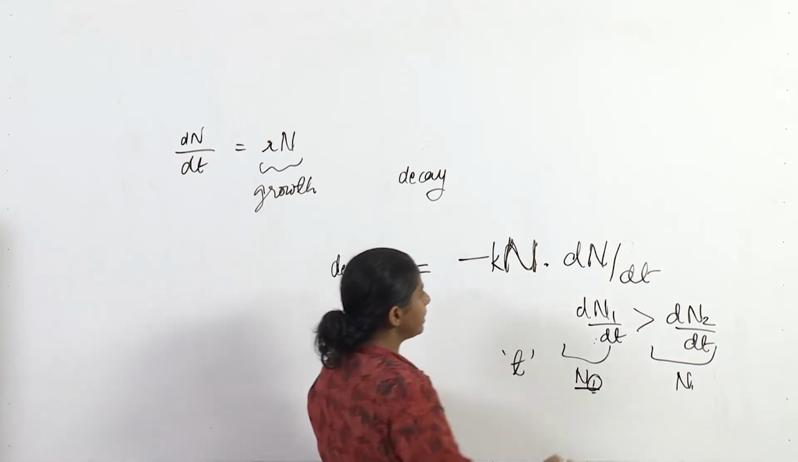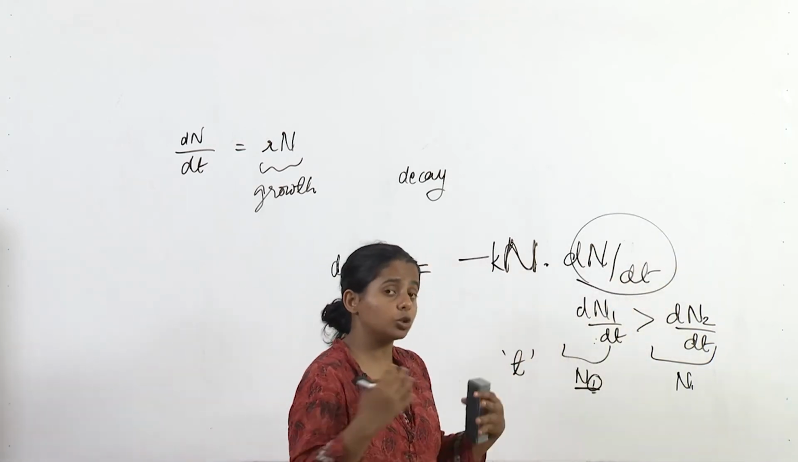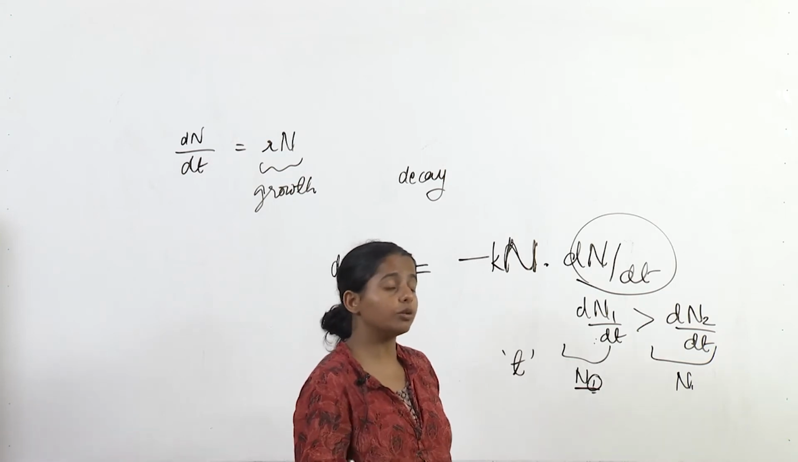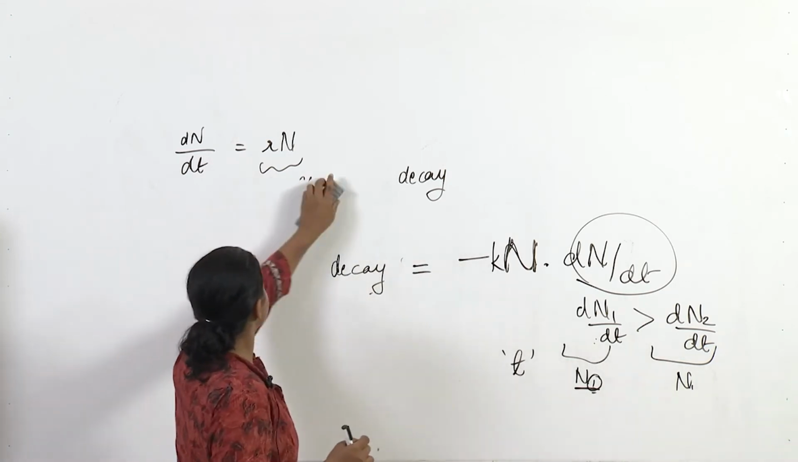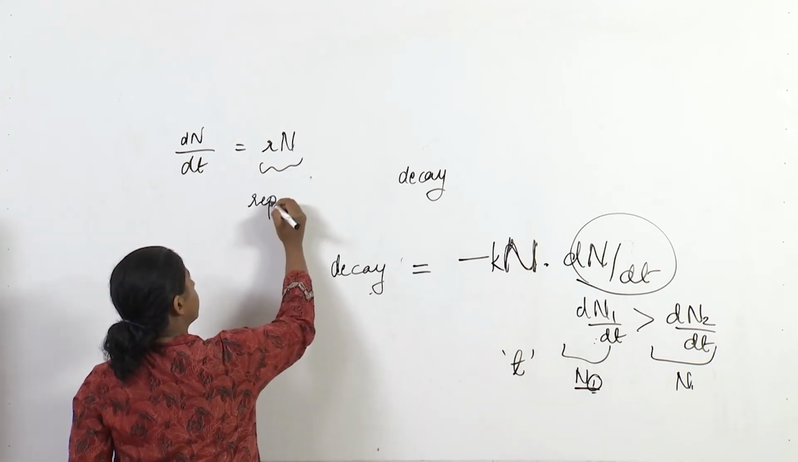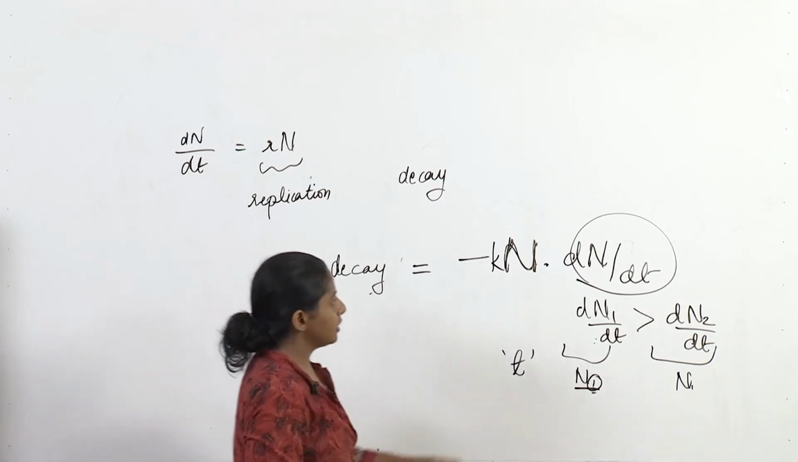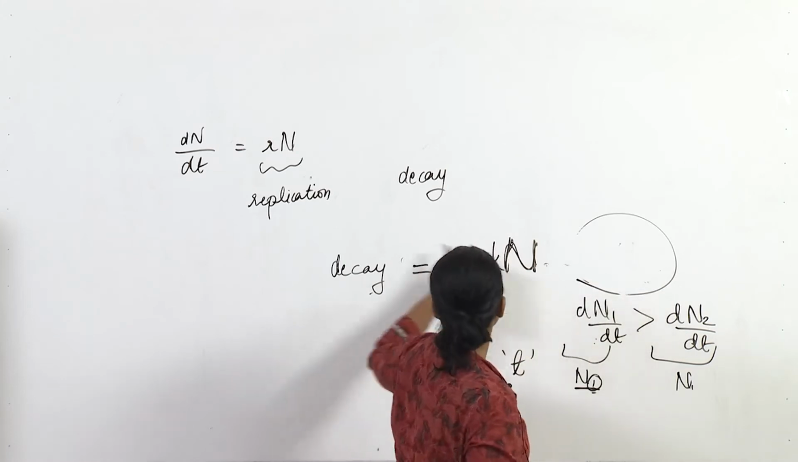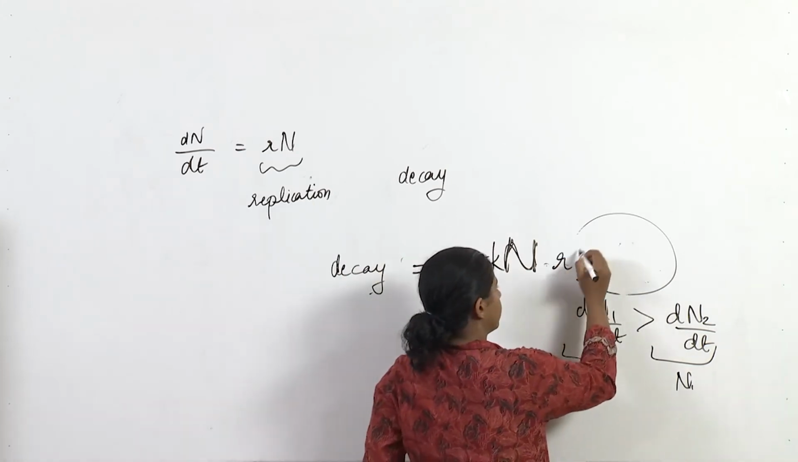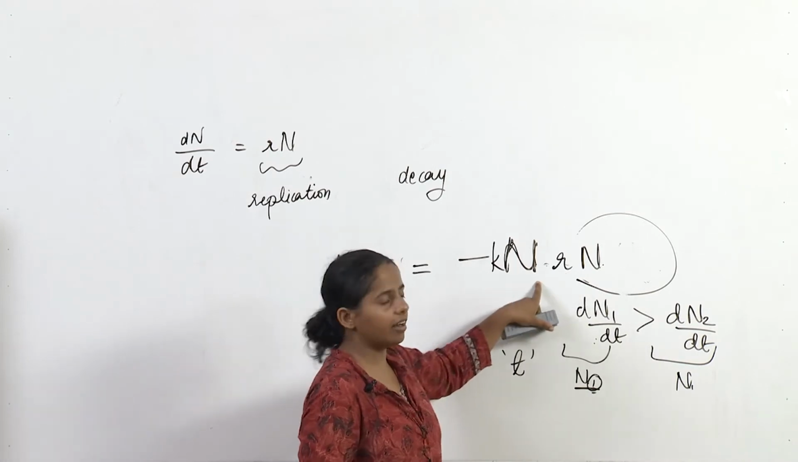Now this dN by dt is the rate at which it is replicating, not the rate at which the population is having its growth. Remember, in biology, growth includes both replication rate and decay rate. So technically this is the replication rate. So dN by dt, being the replication rate, can be replaced by this first term rN. So now we have our decay term: minus k r N squared.